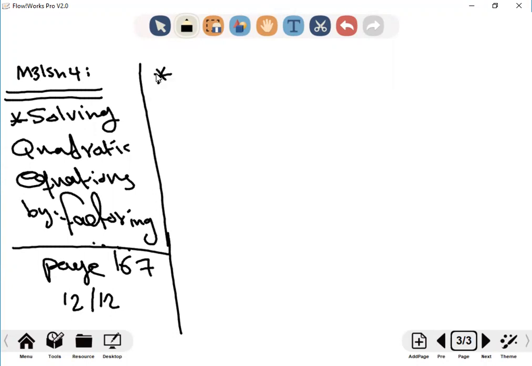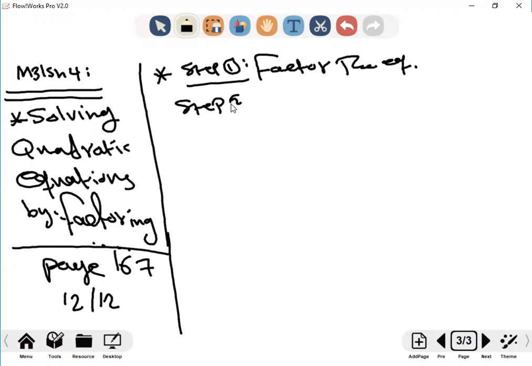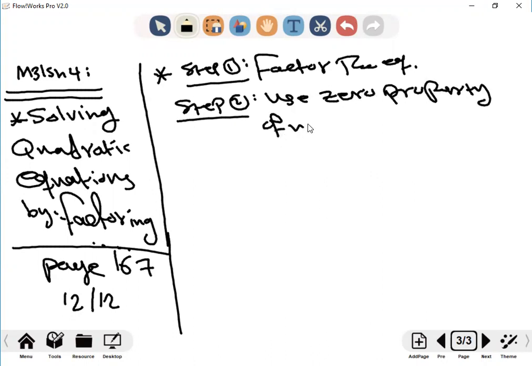So here, step 1, factorize, factor the equation. Step 2, use the zero probability of multiplication. This multiplication, don't ask me how.